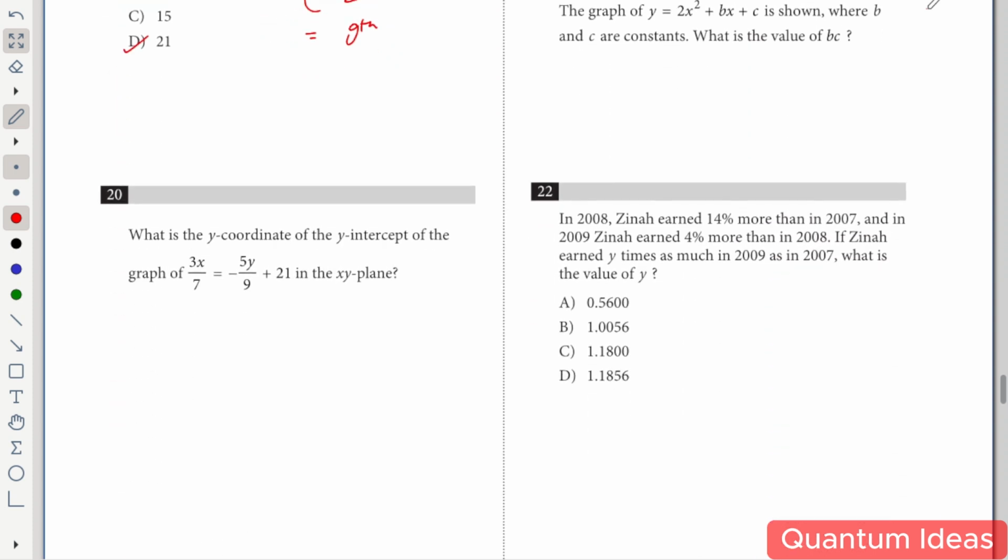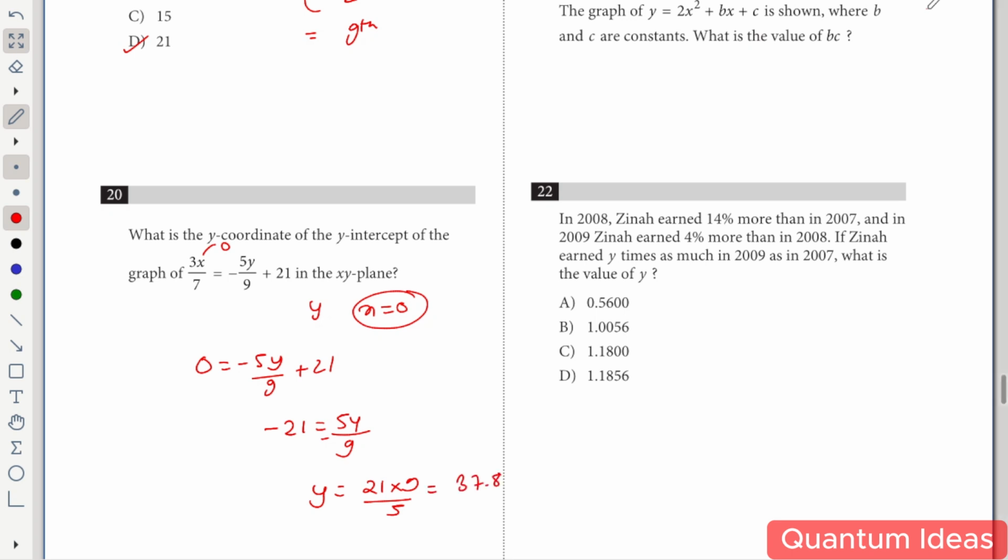So let's go to 20. What is the y coordinate of the y-intercept of the graph? To find the y-intercept, we set x equals to 0, right? Simply plug in 0 here. So 0 will be minus 5y by 9 plus 21. 21 goes to that side, that becomes minus 21 equals minus 5y by 9. The minus will cancel, so y will be 21 into 9 over 5. Okay, if you use a calculator, you will find around 37.8 will be your final answer.